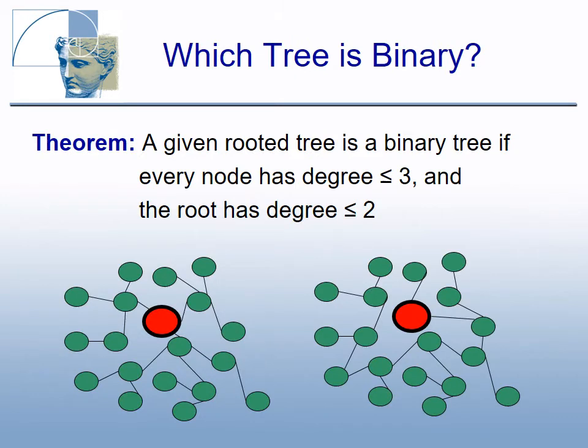A given rooted tree is a binary tree if every node has degree less than or equal to 3, and the root has degree less than or equal to 2. With this definition, which tree is binary on this slide?